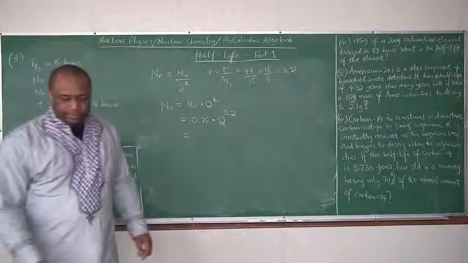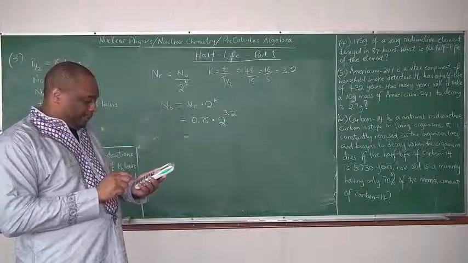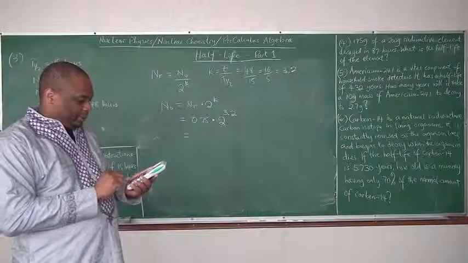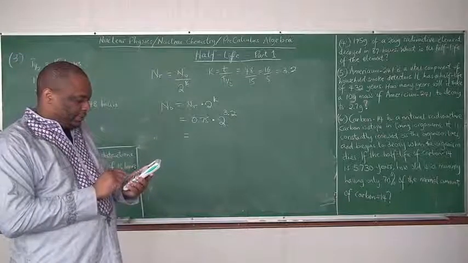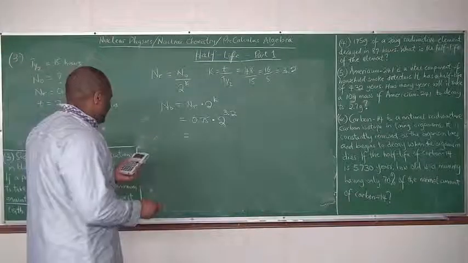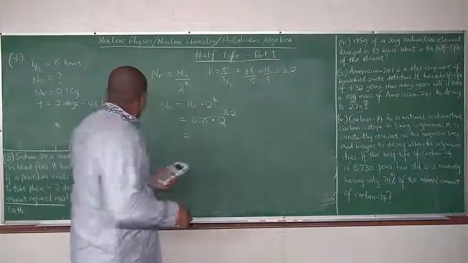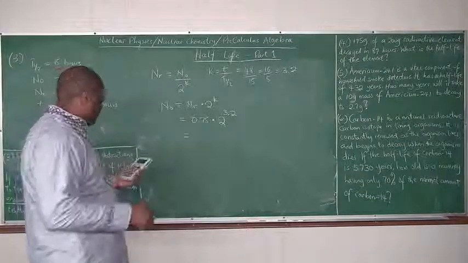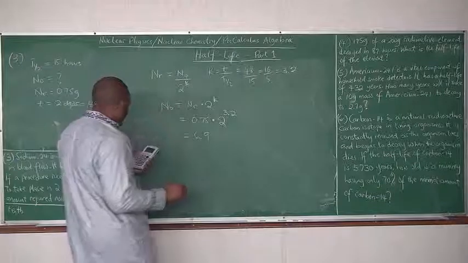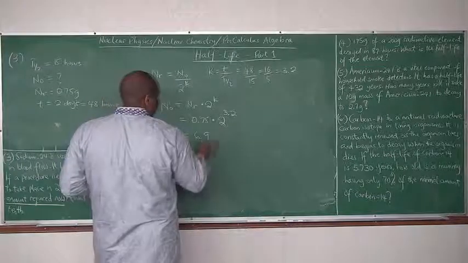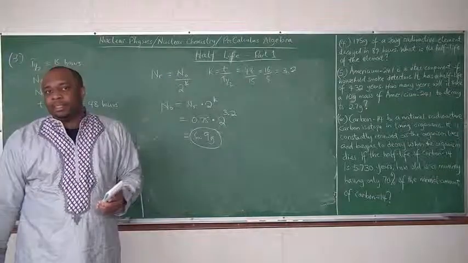What is this going to give us? 2 exponent 3.2 times 0.75 is 6.89219013. To the nearest tenth, that is 6.9. 6.9 what, folks? 6.9 gram, to the nearest tenth.